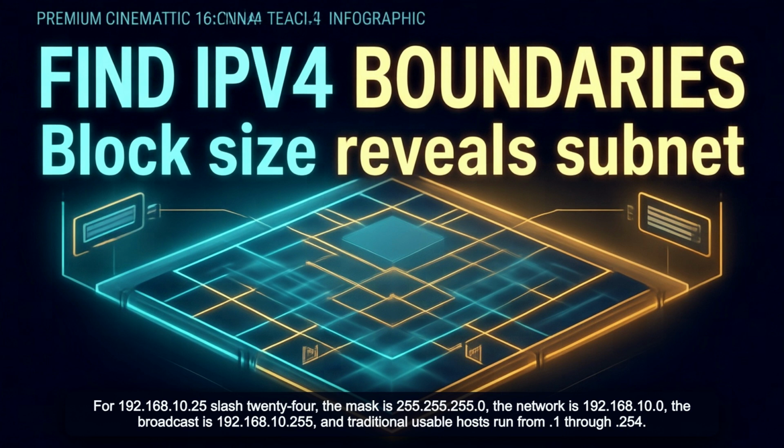For 192.168.10.25/24, the mask is 255.255.255.0. The network is 192.168.10.0. The broadcast is 192.168.10.255, and traditional usable hosts run from .1 through .254.